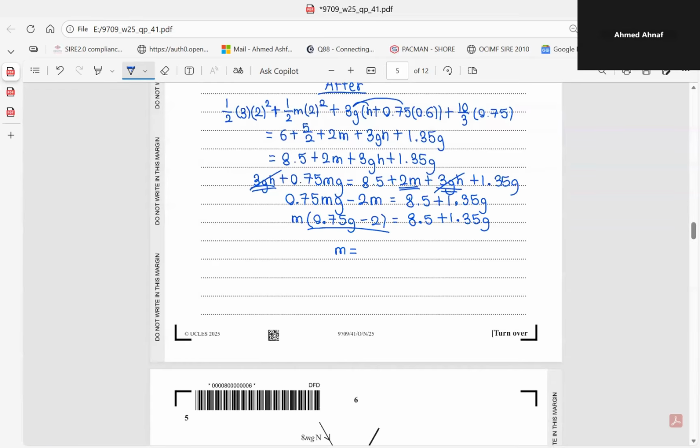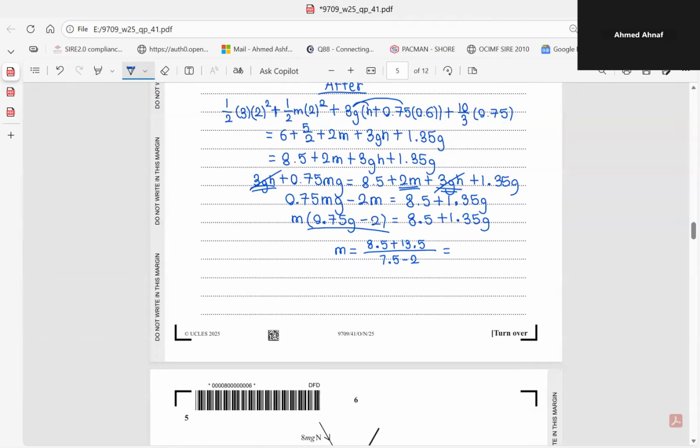So now we're going to substitute g equals 10. That's what you're supposed to do for all the mechanics papers in maths and further maths. So 8.5 plus 1.35g, so 1.35 times 10 is 13.5, over 0.75g. So 0.75 times 10, you would get 7.5 minus 2.